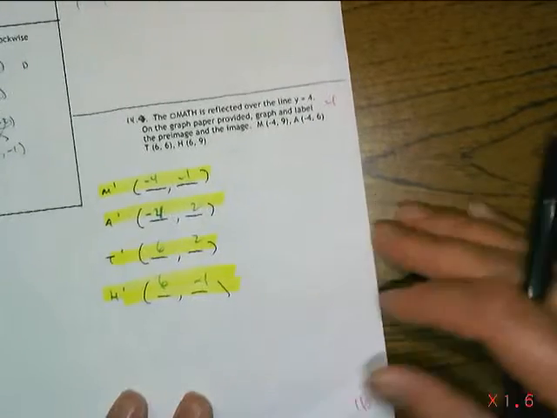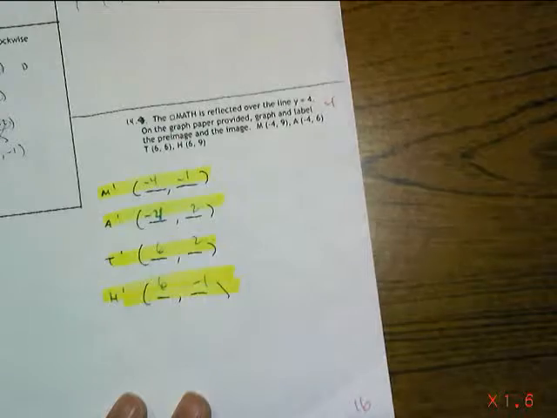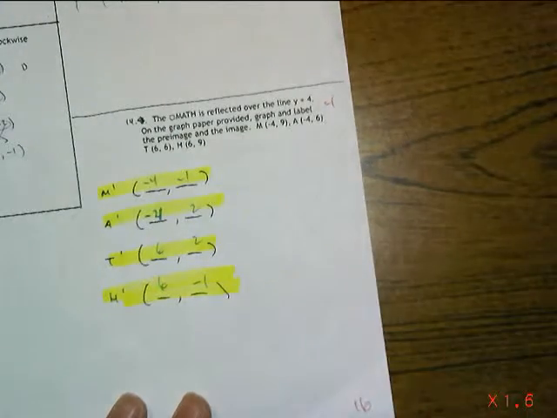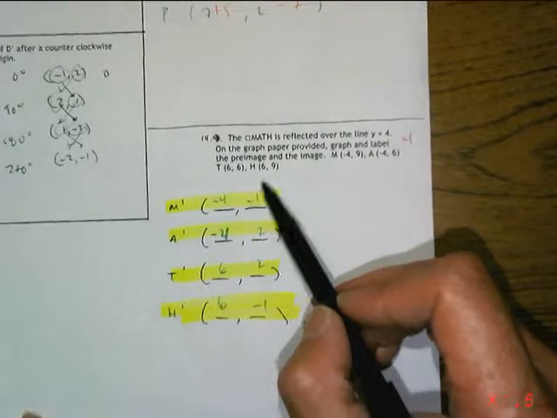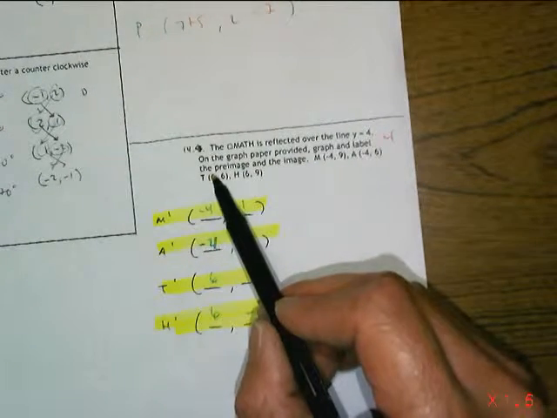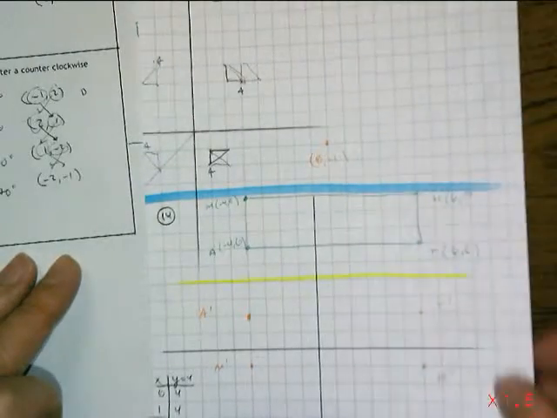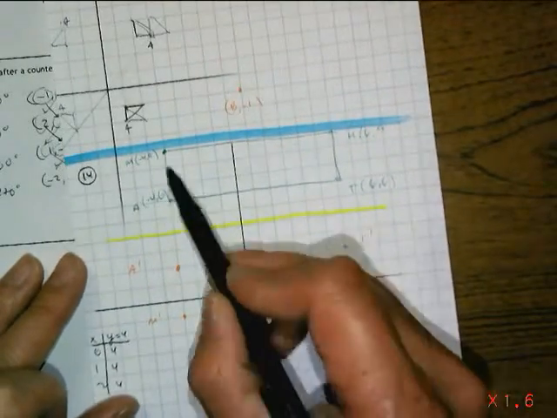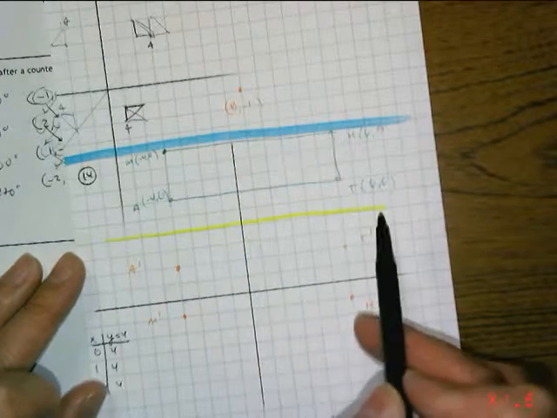Question number 14, same scoring. The parallelogram or quadrilateral MATH is reflected over the line y equals 4 on the graph paper provided, which I gave you guys as scratch paper. Graph and label the pre-image and the image. So here is my MATH in green. Here's the line y equals 4.